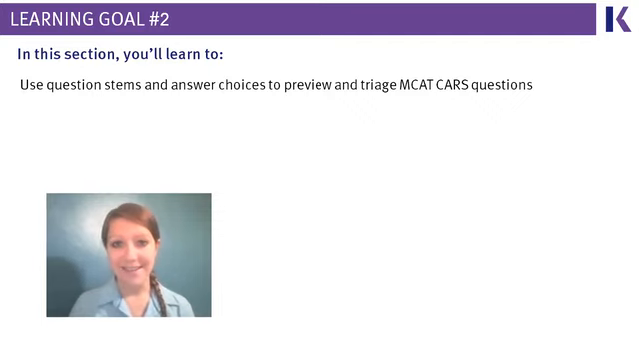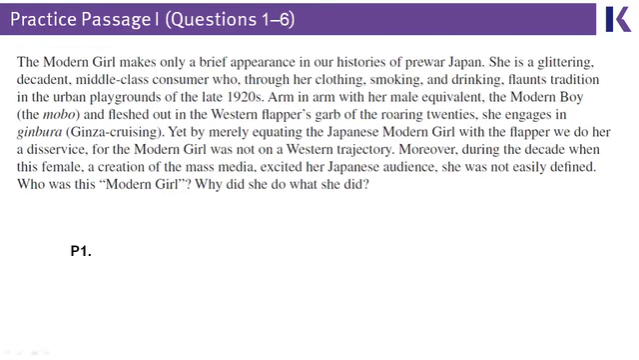We'll read it, make a passage outline, and then take a look at the questions with an eye to how we triage the questions to be most efficient. So here it is, the modern girl passage. Go ahead and take 3 or 4 minutes if you'd like to time yourself, read this passage, and make an outline. Then we'll come back, show you an example outline together, and then go through the questions and triage the questions appropriately.